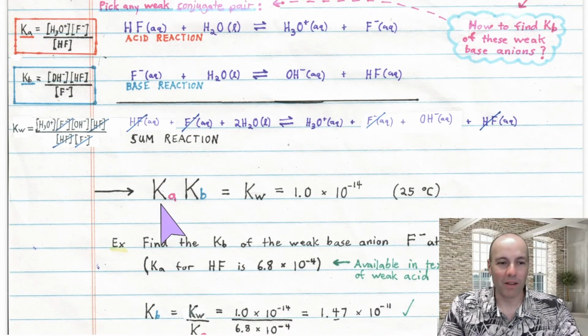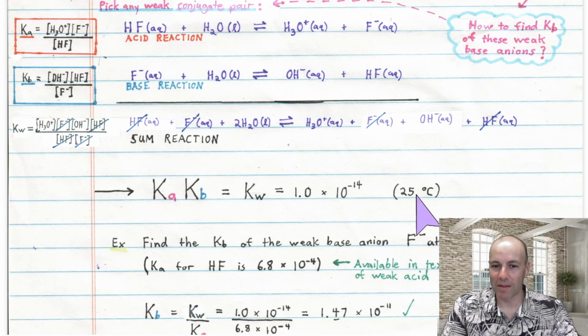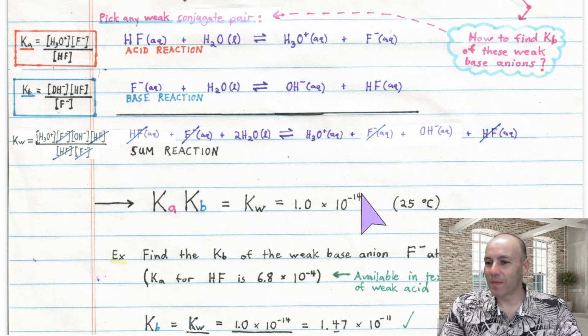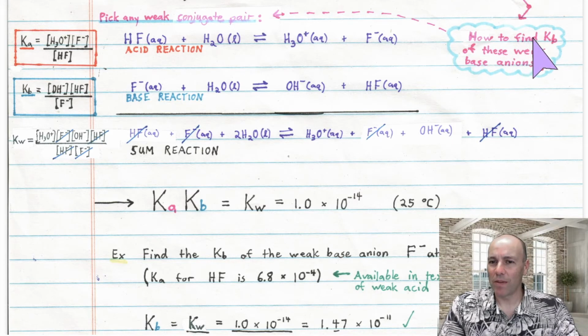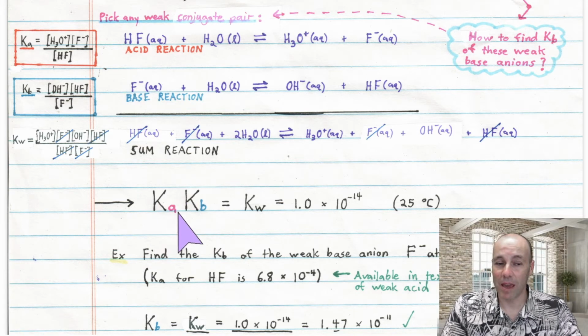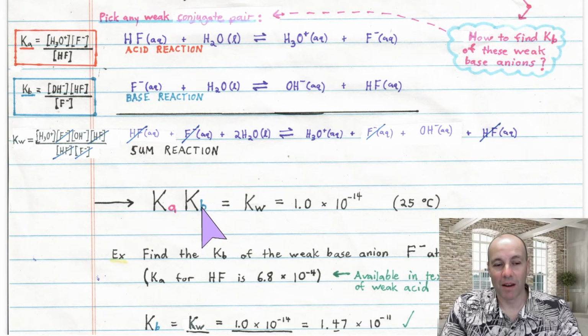So this is our big equation right here. Ka times Kb equals Kw. And of course, for water at 25 Celsius, Kw is 1 times 10 to the minus 14. So to answer the original question, how do we find the Kb of the F minus anion? Well, we look up the Ka of HF, and we can find that pretty easily. And then if we solve this for Kb, we can calculate Kb as Kw over Ka.